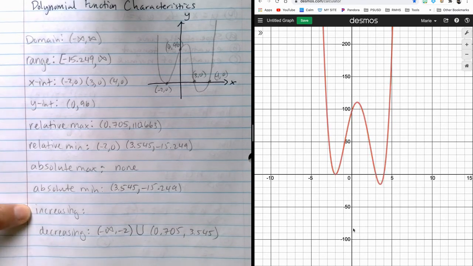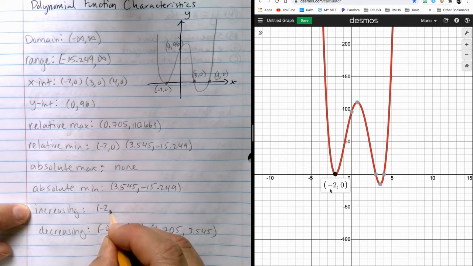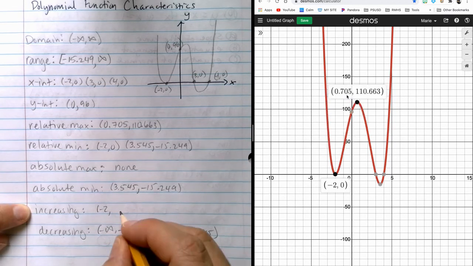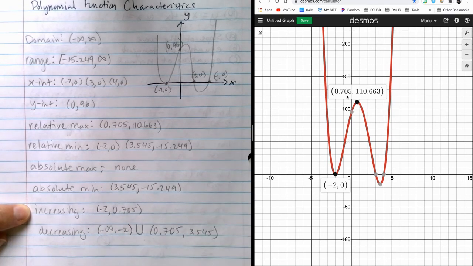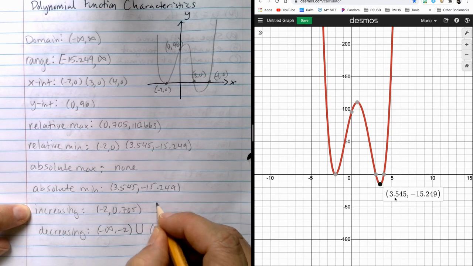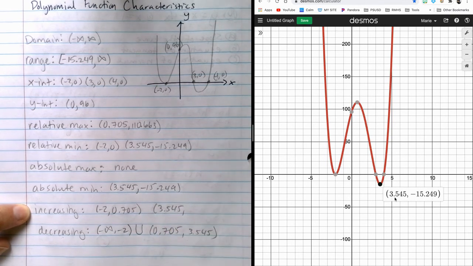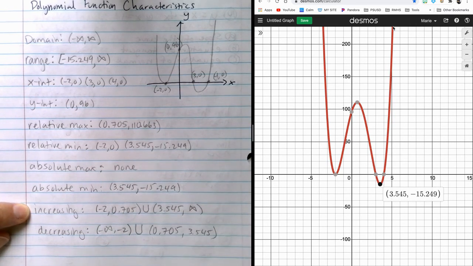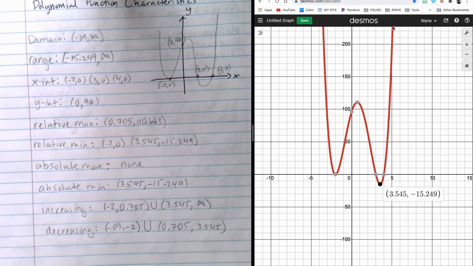So let's look at increasing. It increases here on this interval. When does that interval start? It starts at -2, comma, and it goes until the relative maximum, which is 0.705. And then it decreases, and then right here, it increases again. When does that start? It starts at 3.545 and continues off to positive infinity. So because there are two intervals, we're going to put a U here.